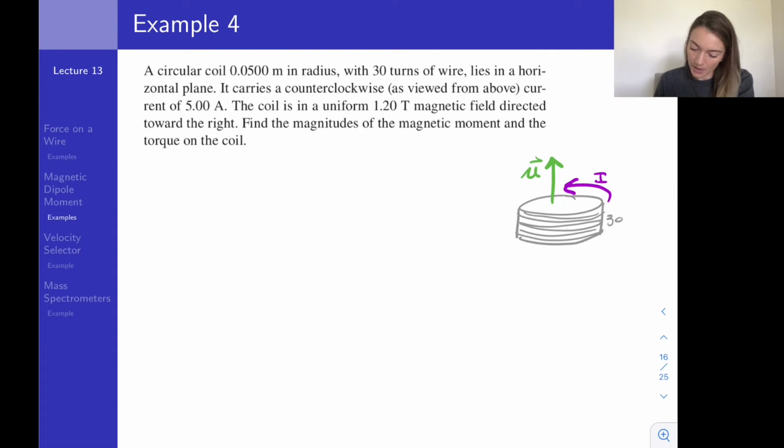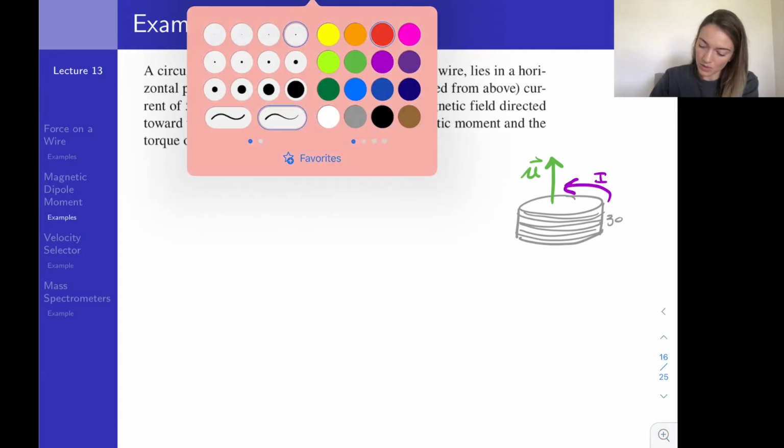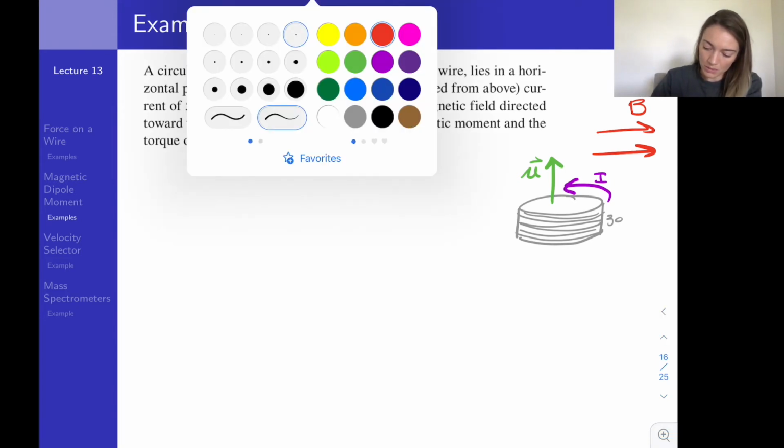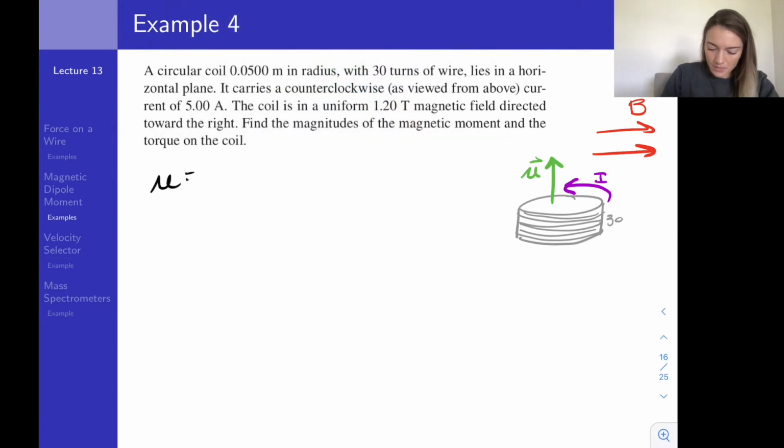Okay, there is a uniform 1.2 Tesla magnetic field directed towards the right. So it's directed like this. All right, and then we want to find the magnitude of the magnetic moment and the torque on the coil. So the magnetic moment is I times the area.